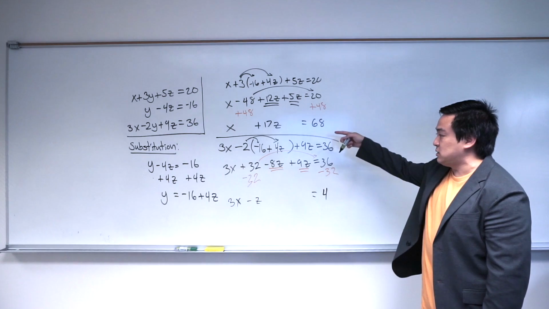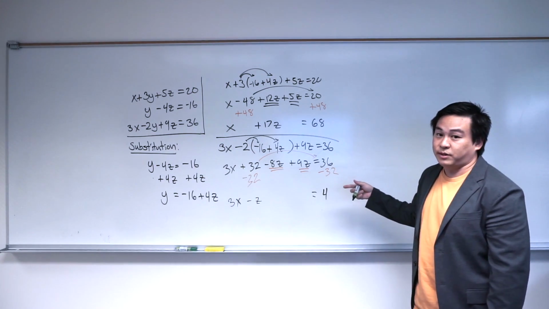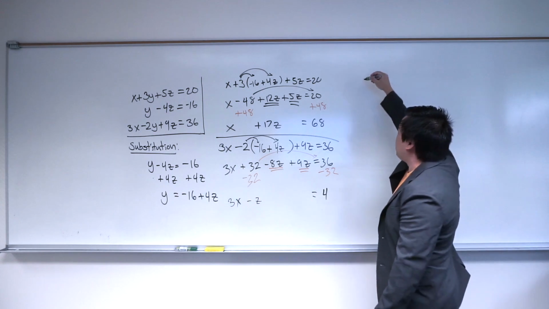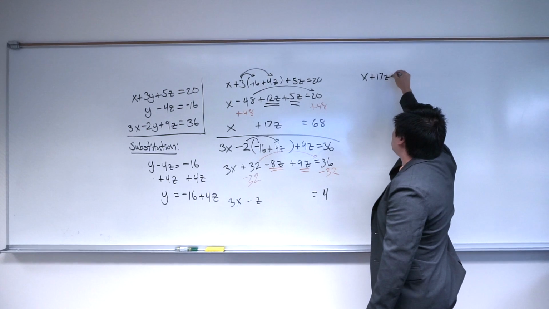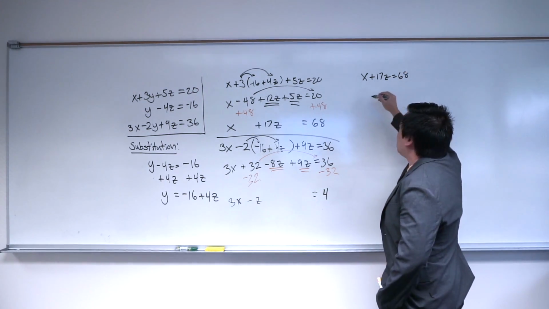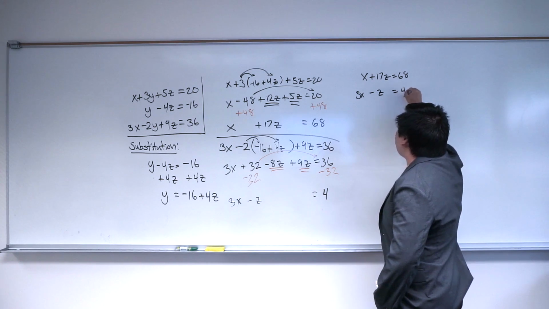Now, if you look at these two equations, the ones that we have, you'll notice that it's just a 2x2 system. And so we can write out x plus 17z is 68, and then 3x minus z equals 4.